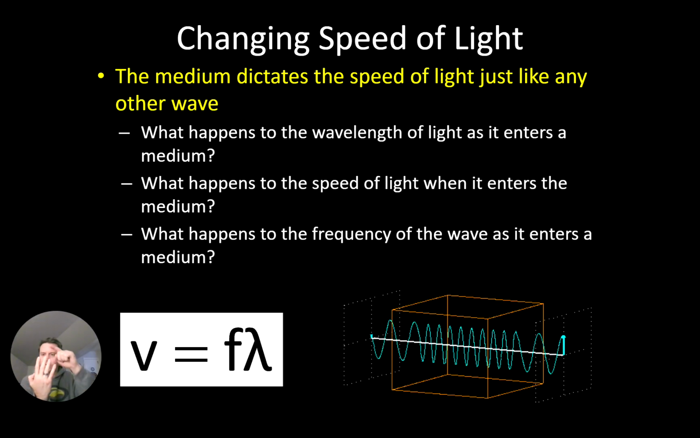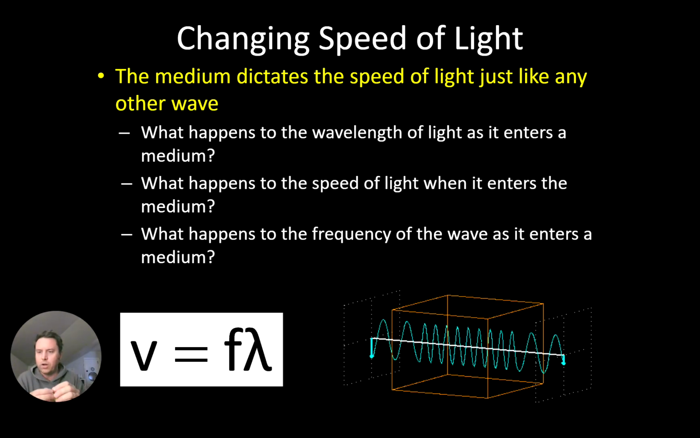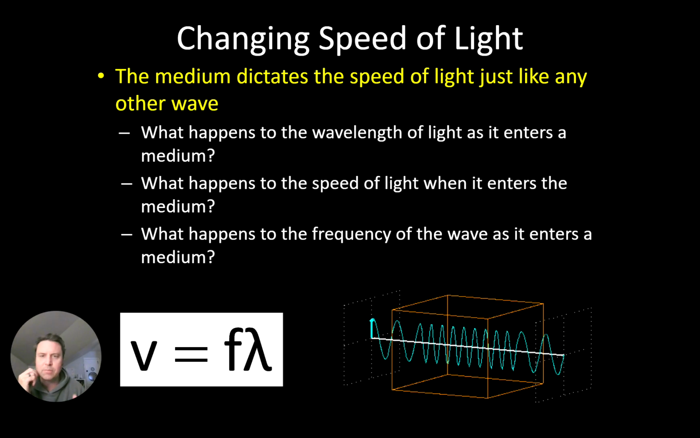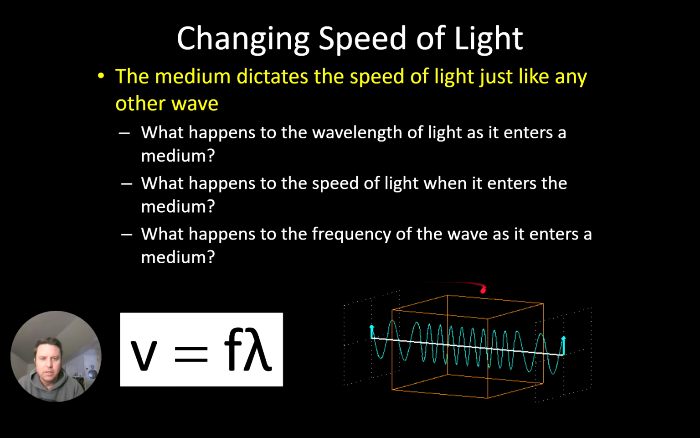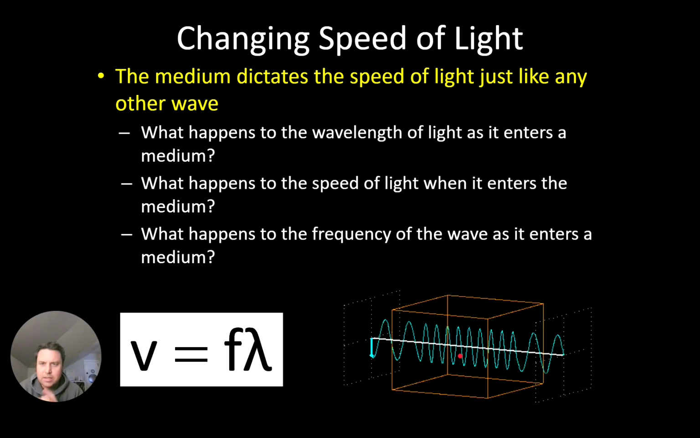If you're just running around and here's your wave, crest, crest, crest, crest, and it hits something more dense, those are going to slow down. When you run into water, you slow down. Light does the same thing. Sound does the same thing. So light, the wavelength is actually going to compact, which is what's happening in this little animation right here. The wavelength starts out pretty spread out, and then it hits this denser medium and compacts.